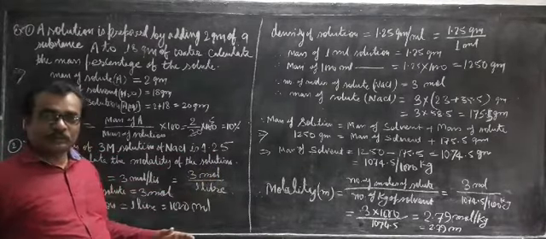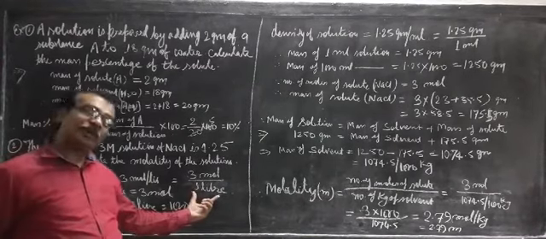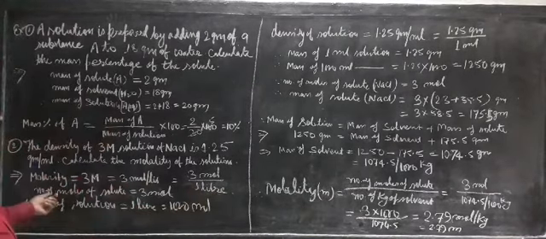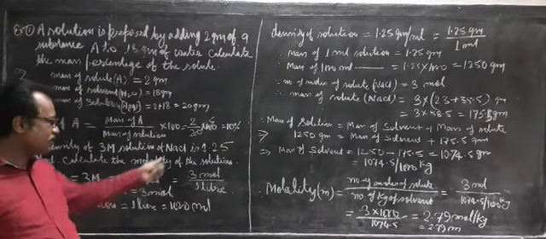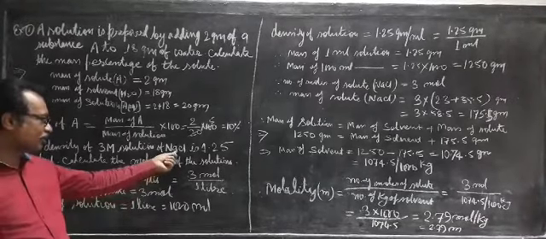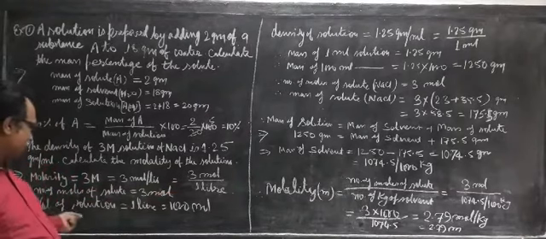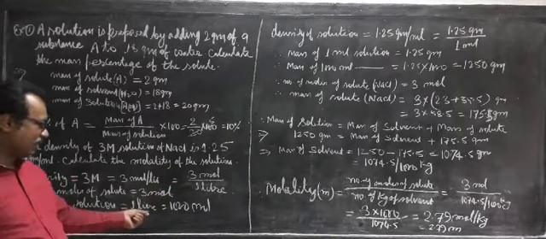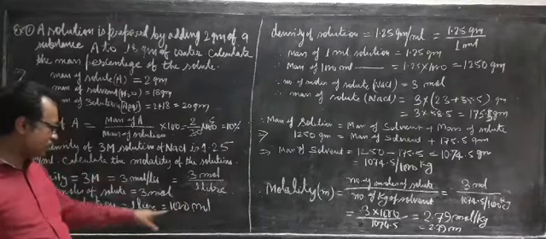So we have got two data now: the number of moles of the solute and the volume of the solution. The name of the solute is sodium chloride. So it is the number of moles of sodium chloride, which is 3 mole. And the volume of the solution is 1 liter, so it is 1000 ml.